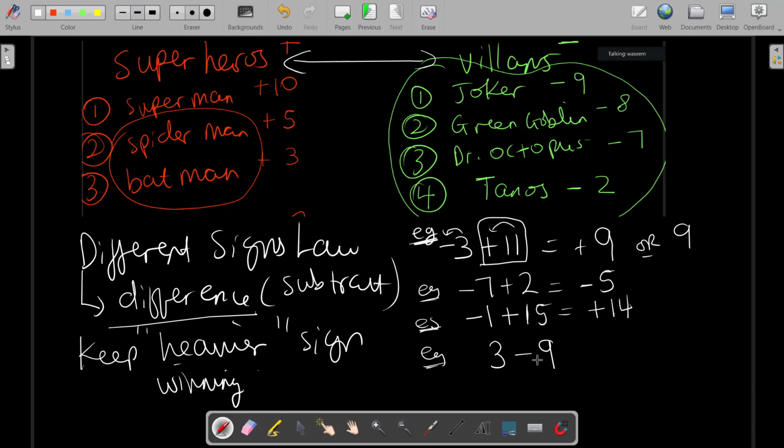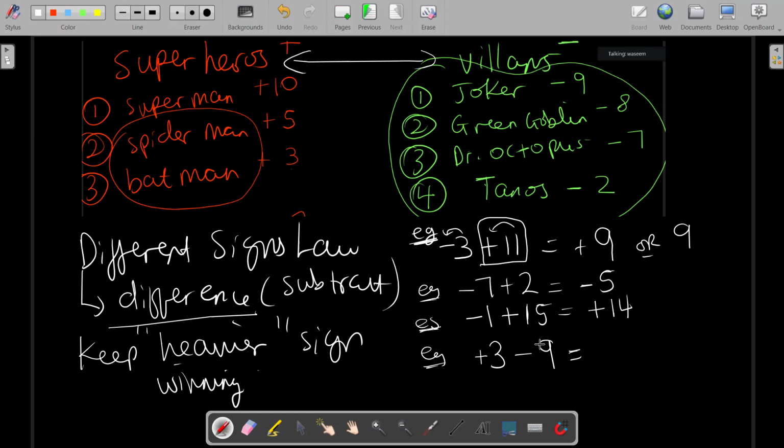3 minus 9, Arlan. Are you ready? 3 minus 9 is 6. No, wait. Sorry. My bad. Negative 6. Okay. What sign did you carry in? Positive. Understood to be positive, so you can put a positive here.